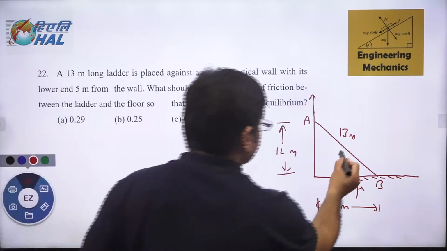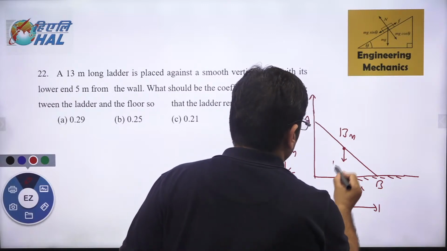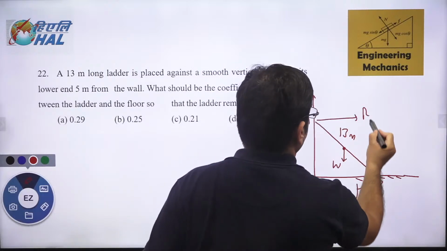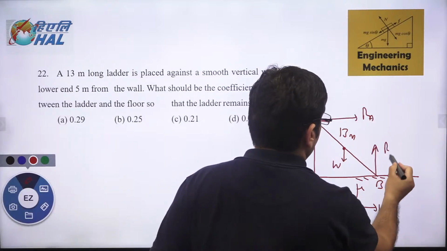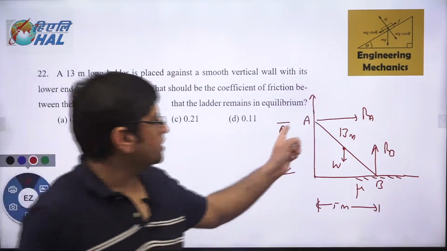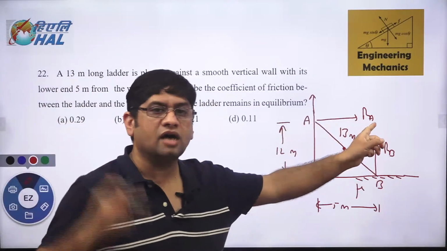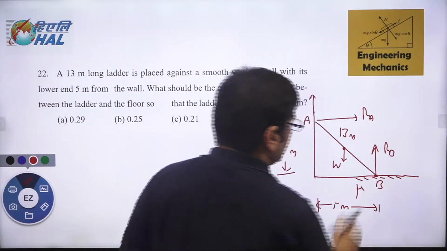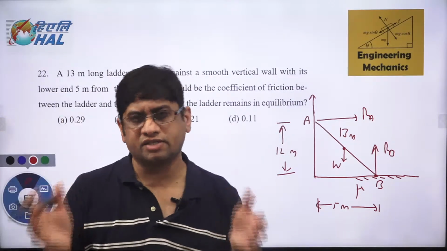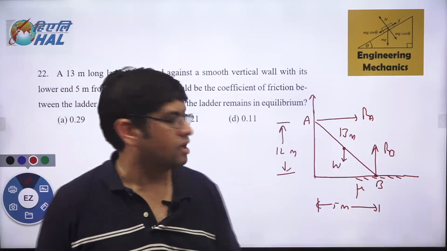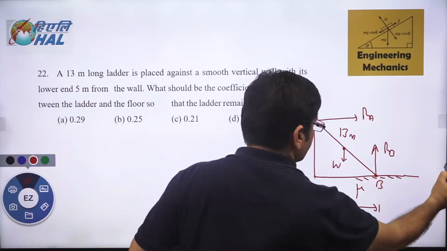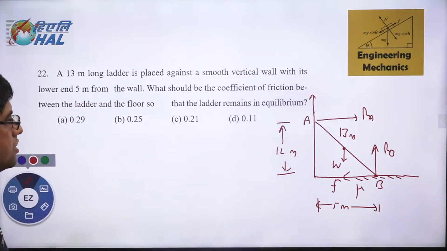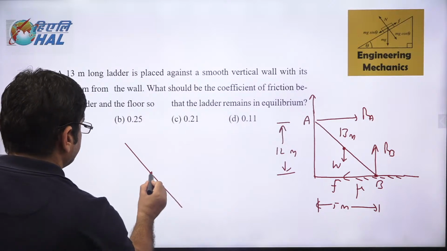Let us say the weight of the ladder is W. What are the forces acting? Let us say the reaction here is RA. Let us say the reaction here is RB. The normal reaction at A is RA, the normal reaction at B is RB. Any other force left? Yes, the friction force at point B. Can you tell me the direction of the friction force which will act at B? Because this ladder will try to slide in the right direction, the friction acting at point B will be in this direction. So let me take the free body diagram of the ladder now.